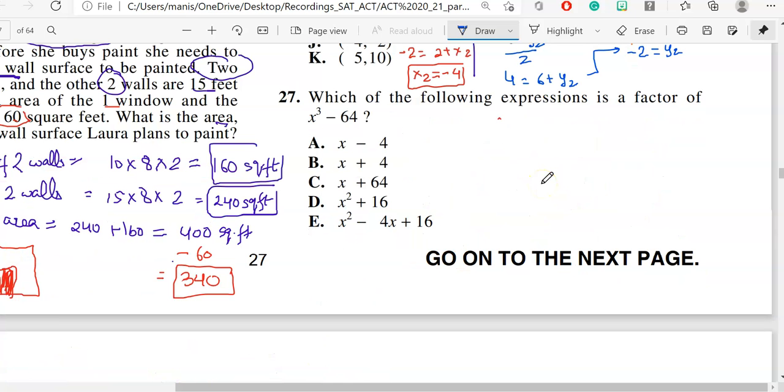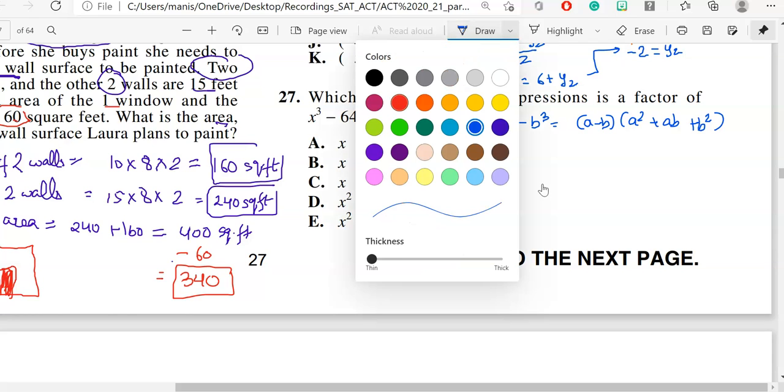Question number 27. Which of the following expressions is a factor of x cubed minus 64? Okay, so in this case we will use the formula for a cube minus b cube. This is the formula: (a minus b)(a square plus ab plus b square). This is the formula which we will be using for this part.